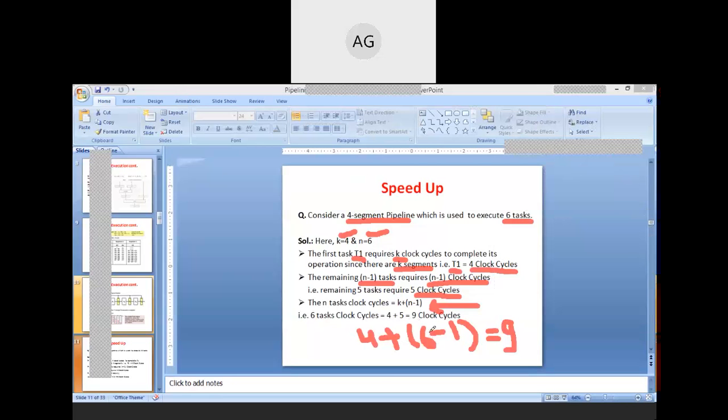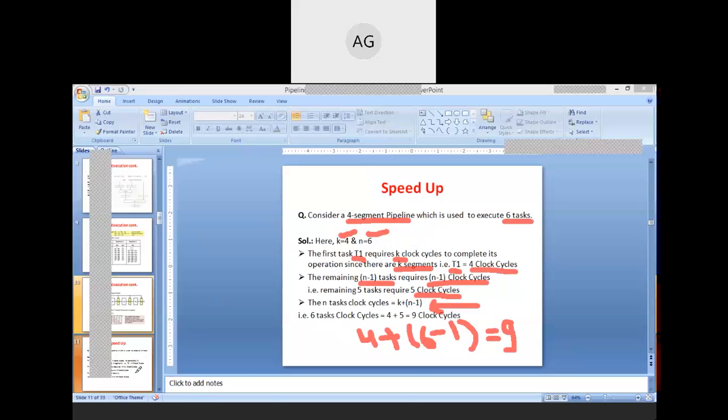So as you can see, if we are using the pipeline execution, then we require 9 clock cycles. A similar problem we can solve if we are not using pipelining, that is, in the case of non-pipelining execution.